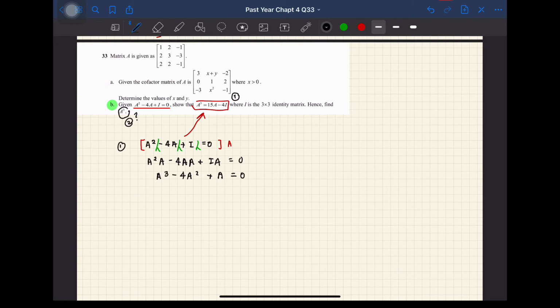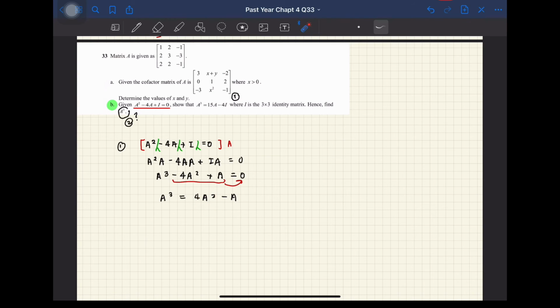Okay, so dah proof ke belum? Belum. So kalau tengok dekat situ, we have A cube. So now apa kata kita jadikan A cube ni sebagai subjek kita? So move everything else to the right hand side. So you are going to have A cube is equal to 4A square minus A. Alright, and then bila kita tengok dekat this one over here, there is no A square kan? Tapi kat sini awak ada A square. Macam mana kita nak hilangkan A square ni?